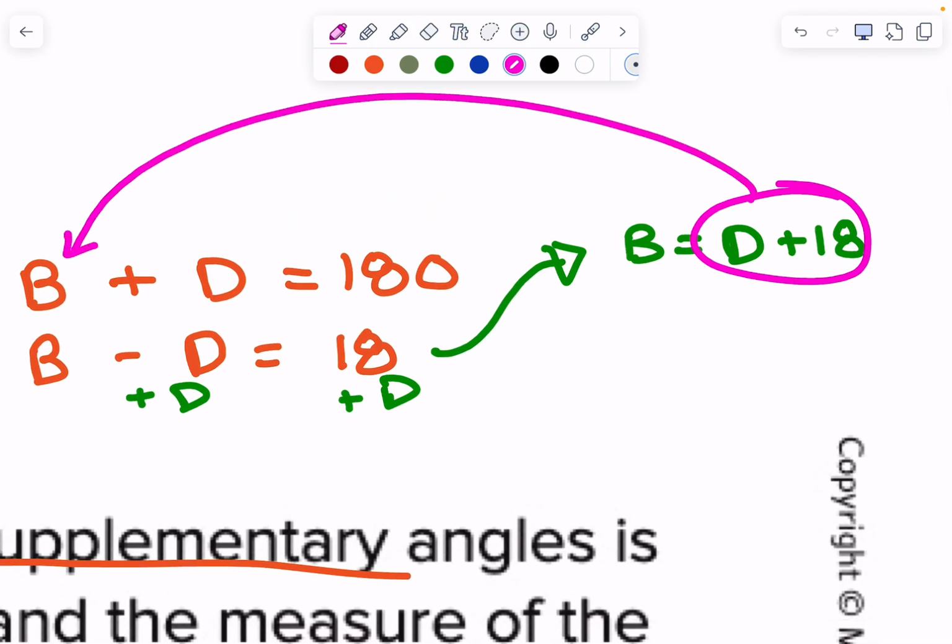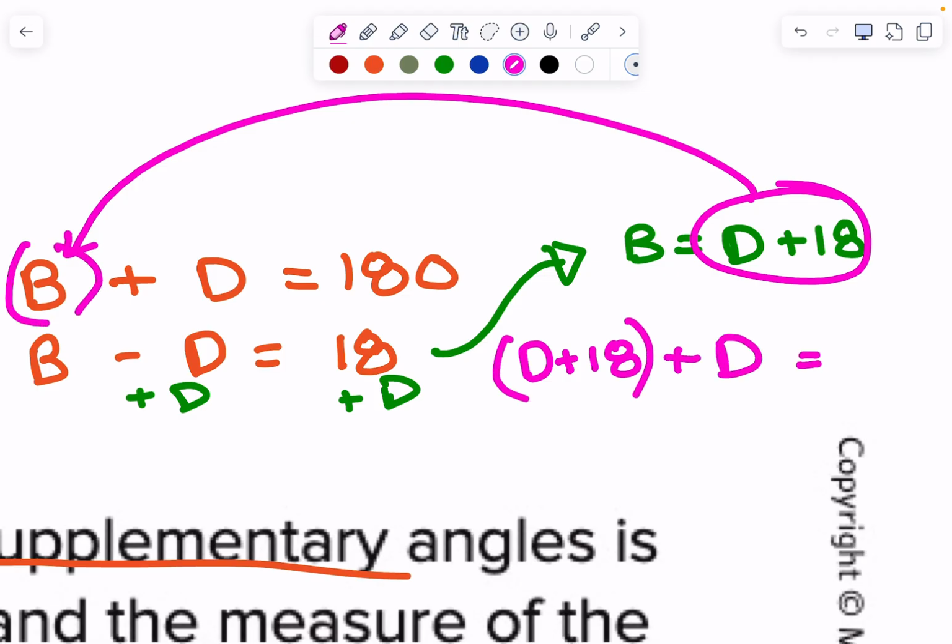Got it? So what's my top equation going to look like? D plus 18 plus this other D, right? This is what I plugged in. Equals 180. Are we lost? You see what I just did? I just plugged it in. So what's D plus another D? 2D. And I'm going to subtract this 18 to the other side.